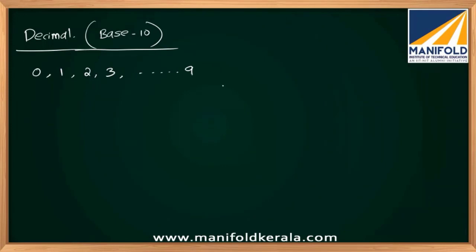So whatever is the total number of symbols available for representing numbers in a particular number system, that is known as the base of the number system, right? So in the decimal number system, you have 10 symbols. And what about binary? If it is a binary number system, what is the base? For base I will be using the letter R. R stands for radix, okay?